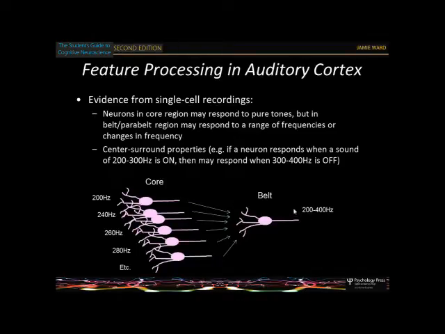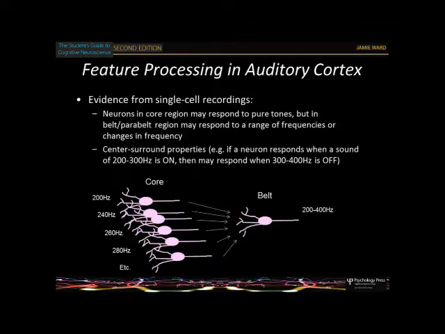Another property that they have is that if you've got a neuron that responds when a sound is on in this frequency, so this neuron responds if you present, say, a 200 to 400 hertz sound, it might also respond to other sounds when they're switched off. So this is like a center surround thing that you get in vision. It responds when you project light onto the center of the receptive field, but only when you switch it off in the surround. So it's almost just responding to those frequencies, and it responds negatively to the sounds in the space around it. You've got the same thing happening in hearing here. So you've got that kind of structure here.